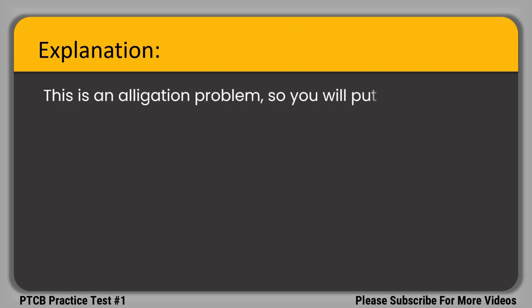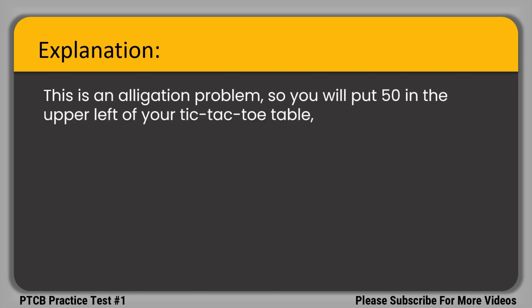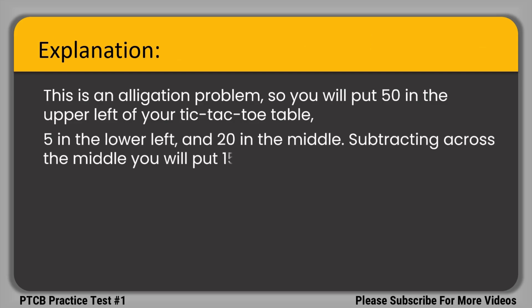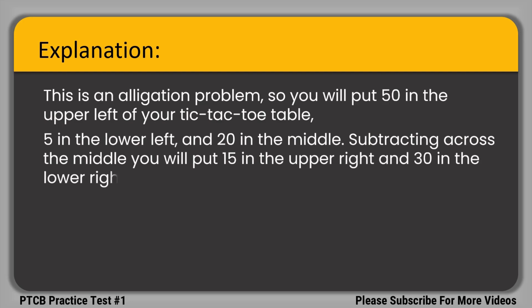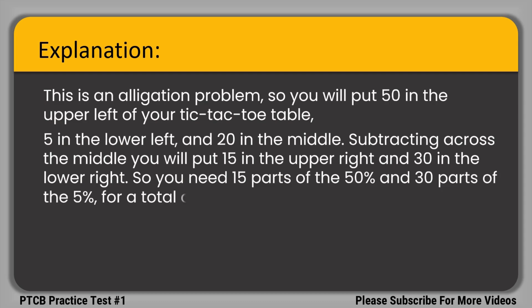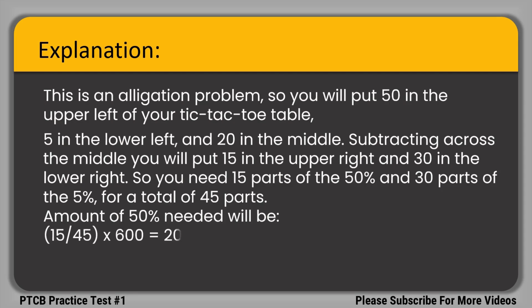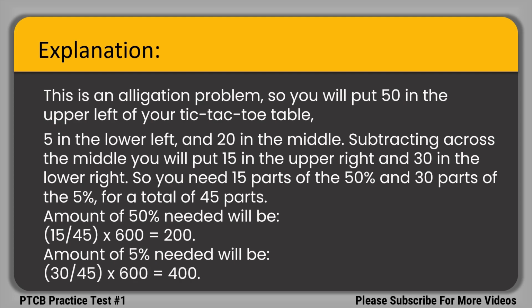This is an alligation problem, so you will put 50 in the upper left of your tic-tac-toe table, 5 in the lower left, and 20 in the middle. Subtracting across the middle, you will put 15 in the upper right and 30 in the lower right. So you will need 15 parts of the 50% and 30 parts of the 5% for a total of 45 parts. The amount of the 50% needed will be 15 divided by 45 times 600, which equals 200.